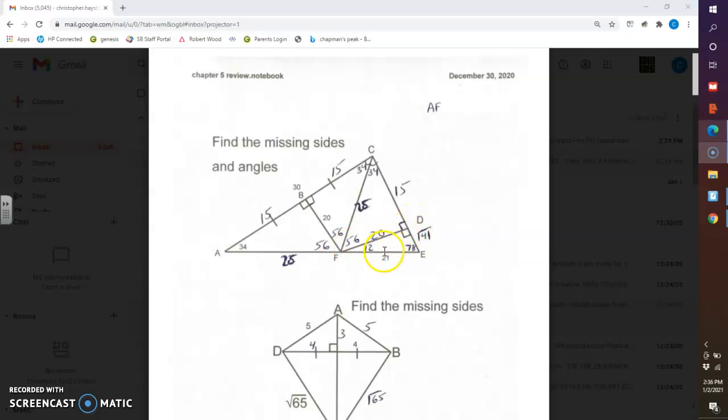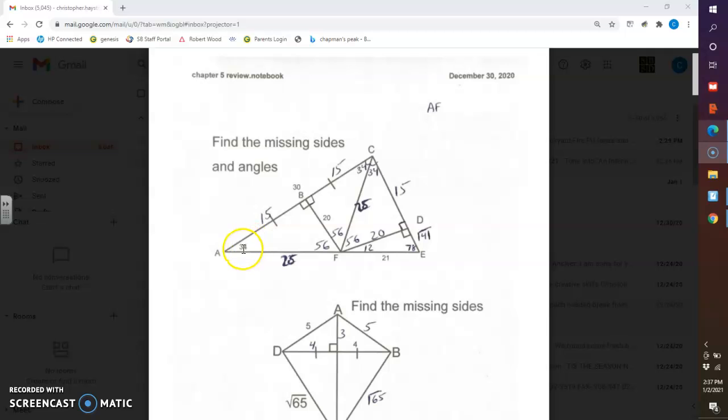Okay. Based on the Pythagorean theorem, 20 squared plus DE squared equals 21 squared. 400 plus DE squared equals 441. We subtract 400 on both sides, and we get root 41 for our DE.